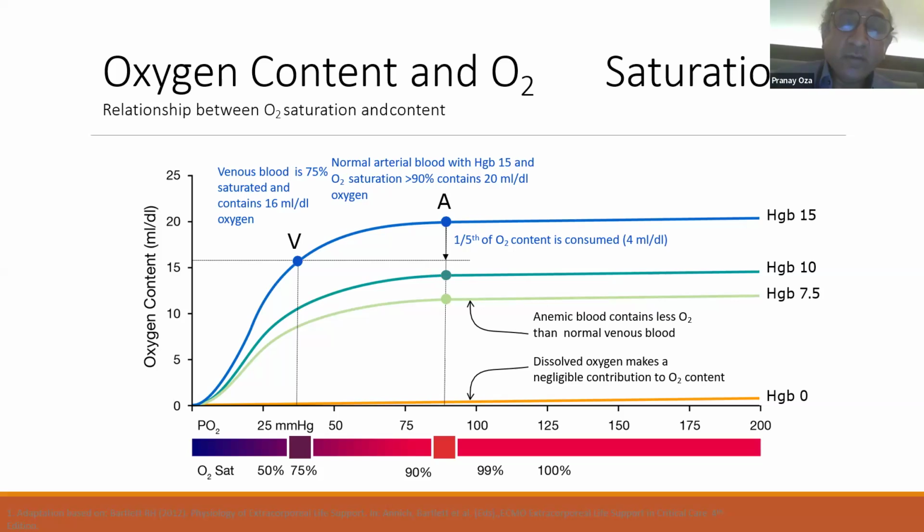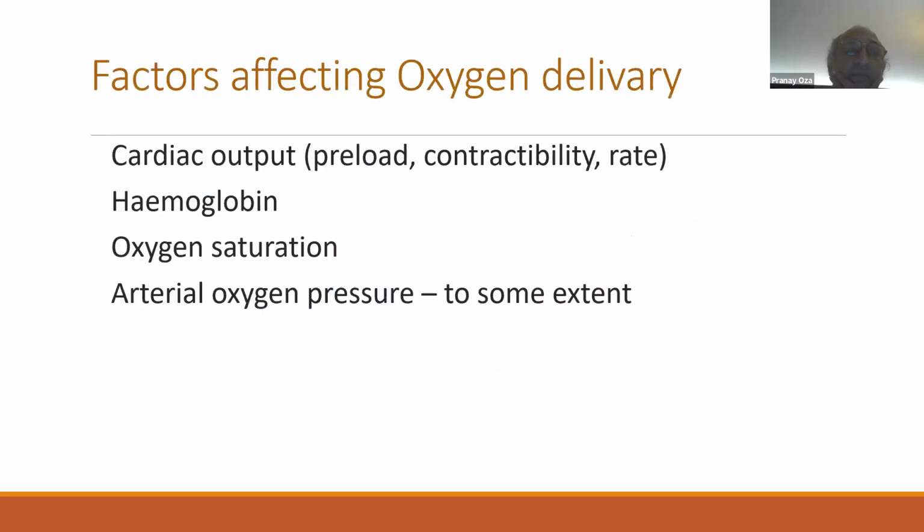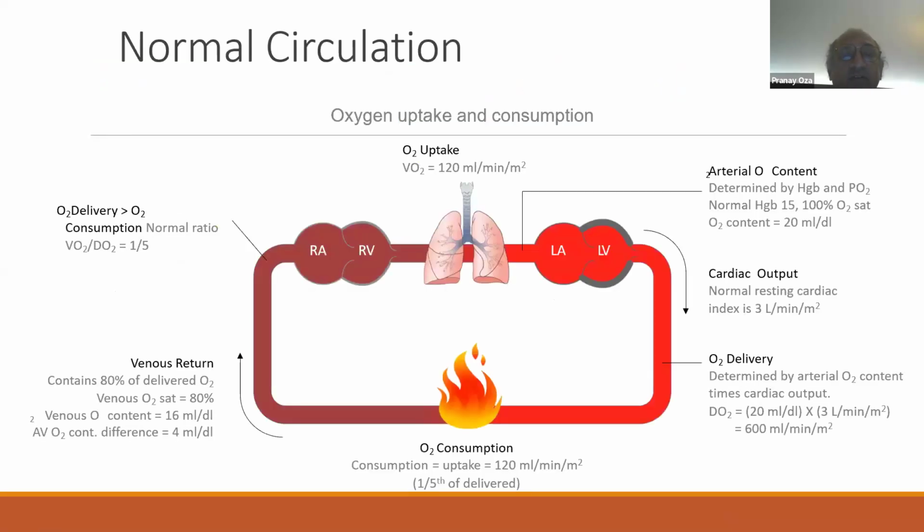That's why in VV ECMO, if your saturation still remains low in spite of your high flow, the next strategy is to increase the hematocrit, and that can increase the oxygen delivery. So oxygen delivery depends, as I told you, on cardiac output, hemoglobin, oxygen saturation, and the PO2 levels. And the next thing is it depends upon the consumption. How much is going to be consumption? So oxygen delivery versus oxygen consumption, that is DO2 versus VO2.